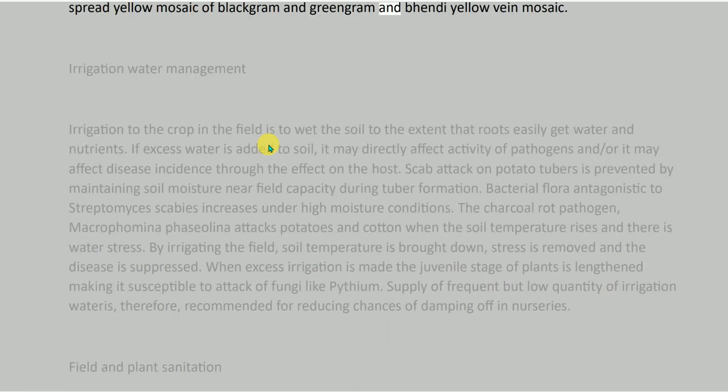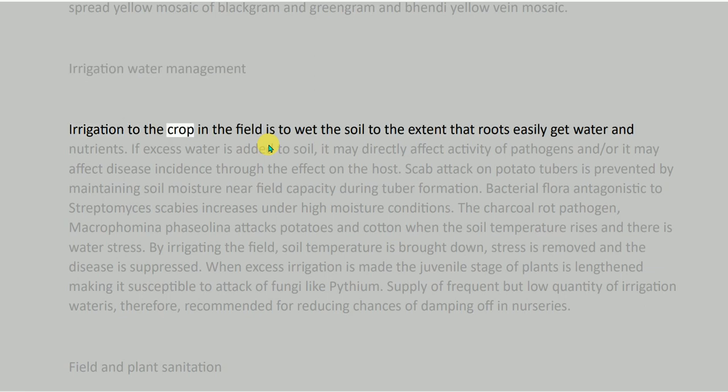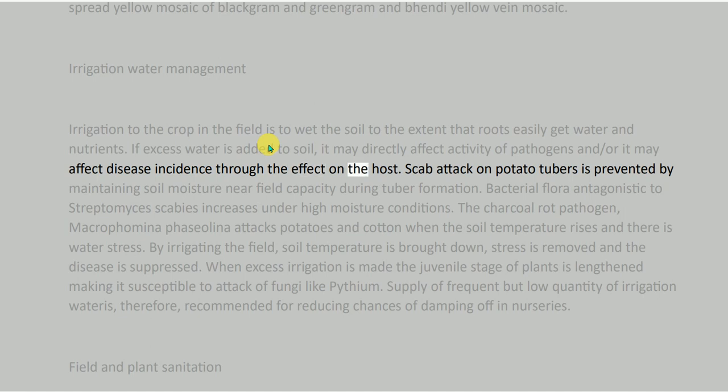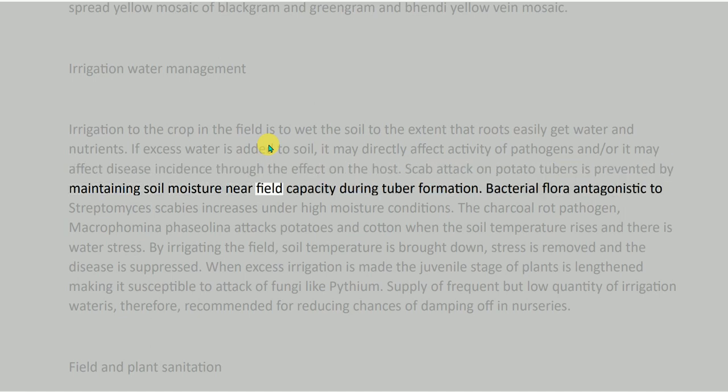Irrigation water management. Irrigation to the crop in the field is to wet the soil to the extent that roots easily get water and nutrients. If excess water is added to soil, it may directly affect activity of pathogens and/or it may affect disease incidence through the effect on the host. Scab attack on potato tubers is prevented by maintaining soil moisture near field capacity during tuber formation. Bacterial flora antagonistic to Streptomyces scabies increases under high moisture conditions.